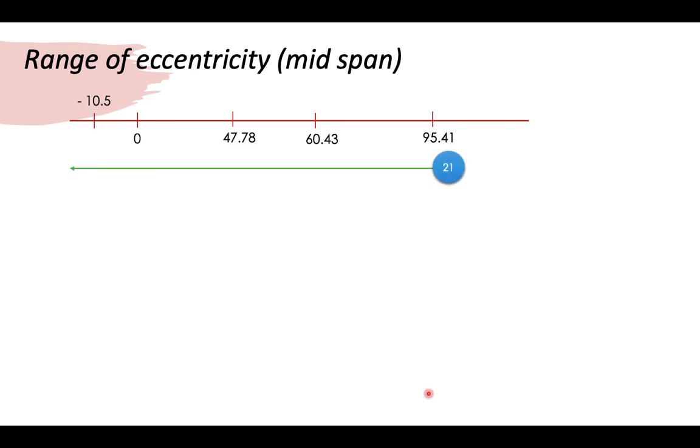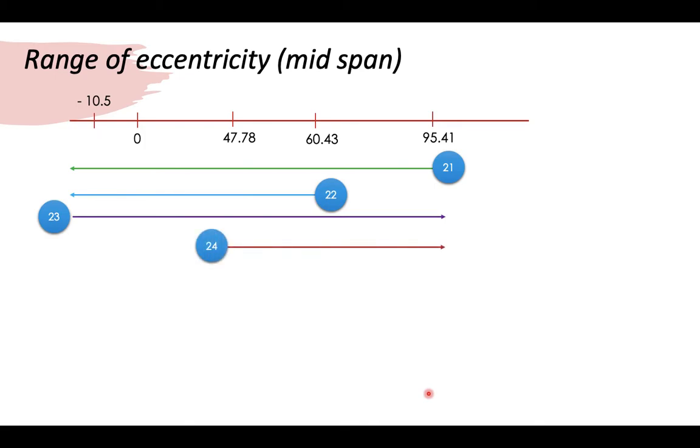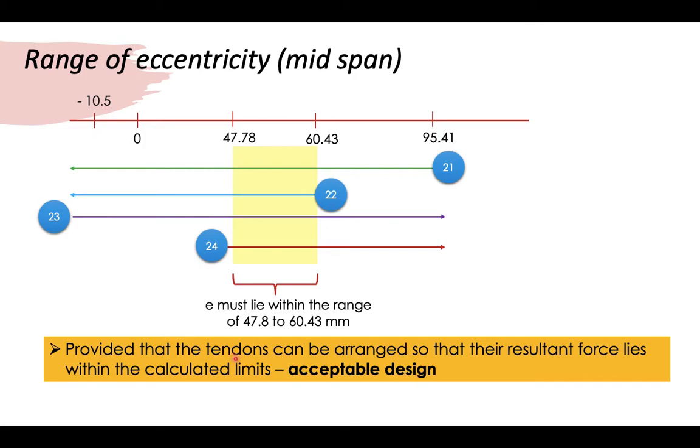So similarly for the end span, we can draw this as well. So we have this for all four equations, and we can determine the range of eccentricity for this part. So here it is between 47.78 to 60.43. So this E must lie within the range of 47.8 to 60.43, provided that the tendons can be arranged so that their resultant force lies within the calculated limits. So therefore that would be considered an acceptable design, so we have to follow this range.